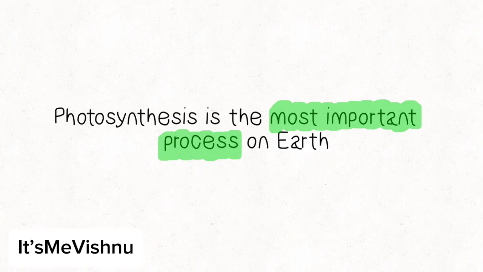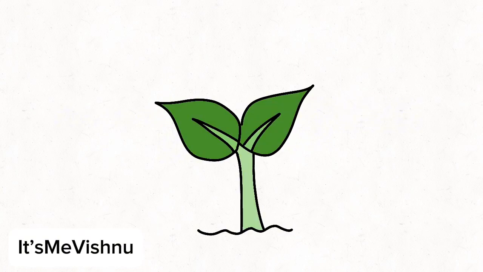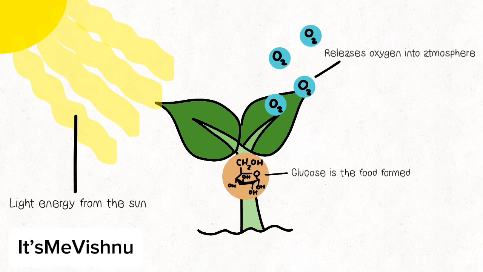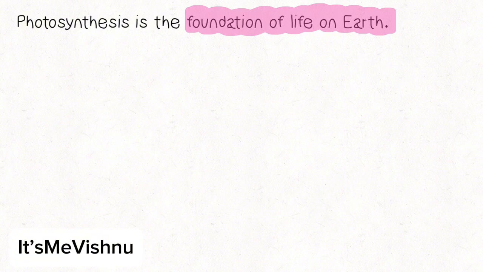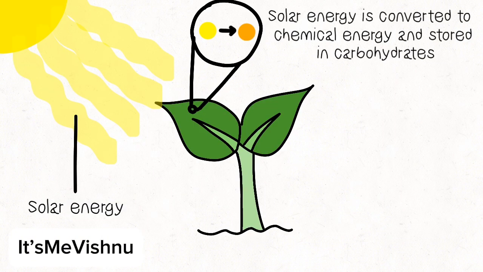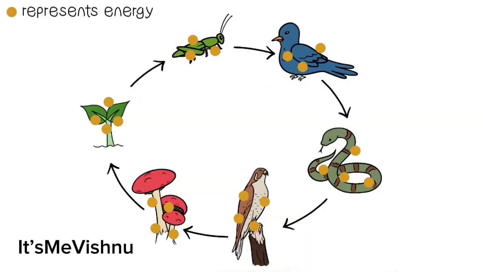Photosynthesis is the most important process on Earth. Photosynthesis is the process by which green plants use light energy to synthesize food in the form of glucose while releasing oxygen into the atmosphere. It is the foundation of life on Earth as it provides energy and oxygen for all living organisms. Green plants capture solar energy and store it as chemical energy in carbohydrates. This energy is then made available to all other organisms through the food chain.